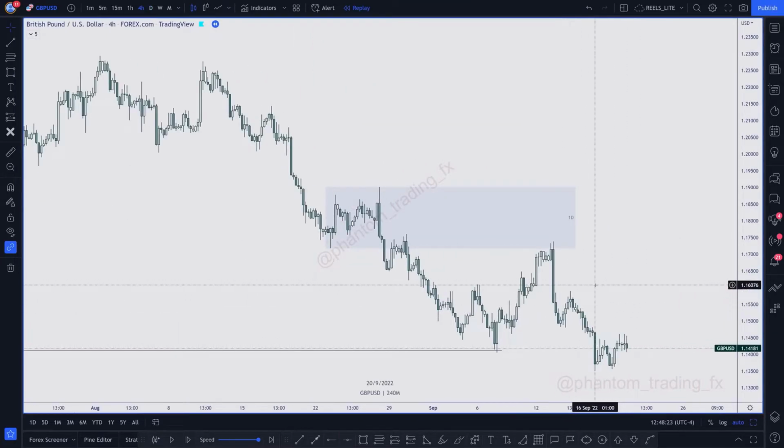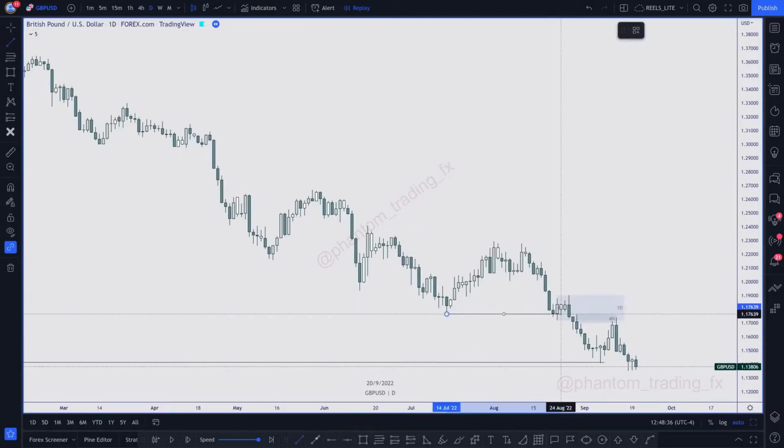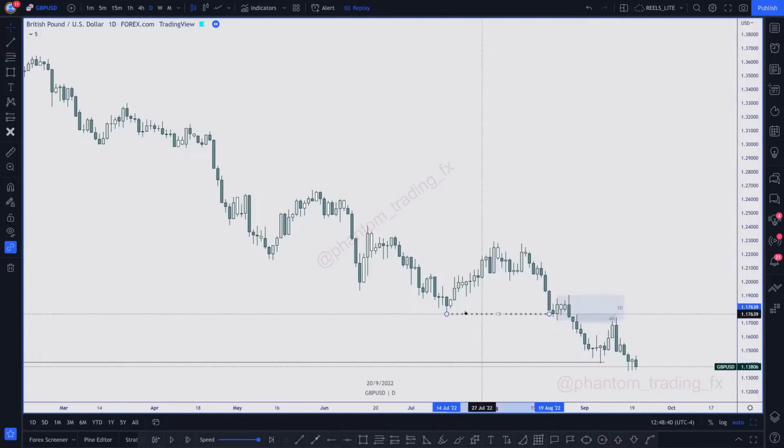So moving on to the 4 hour, we'll just mark out this zone here, right? So we can see we kind of respected this. So mark that as the 4 hour. The one thing I forgot to actually mark on the daily, which is kind of relevant, are these daily structure breaks, right? So we obviously broke daily structure there.